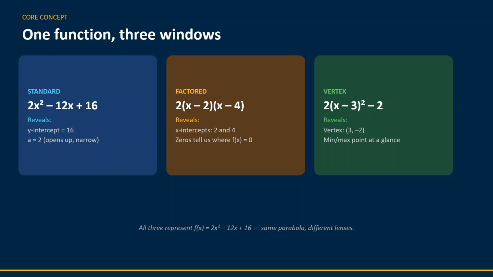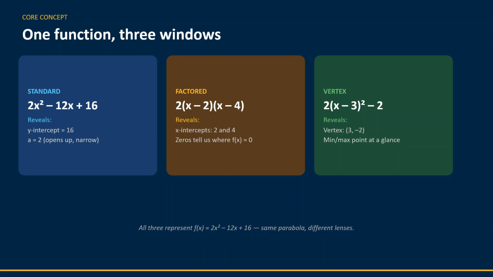Why do we need three different ways to write the same function? Because each form makes a different feature immediately visible. Standard form reveals the y-intercept at a glance. Factored form reveals the x-intercepts, the roots. Vertex form reveals the vertex, the turning point of the parabola. You choose the form that matches the question you are trying to answer.